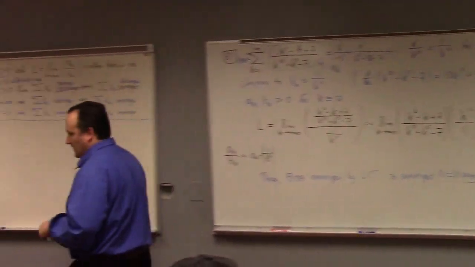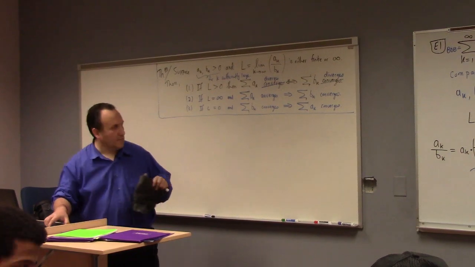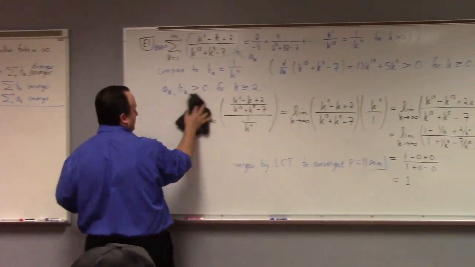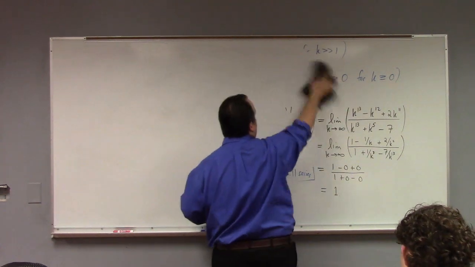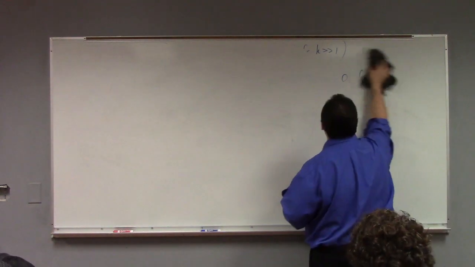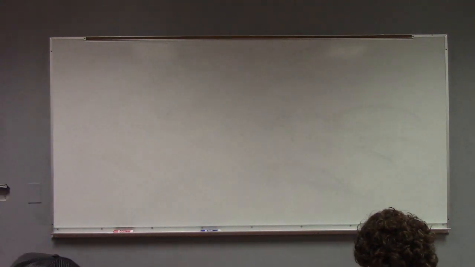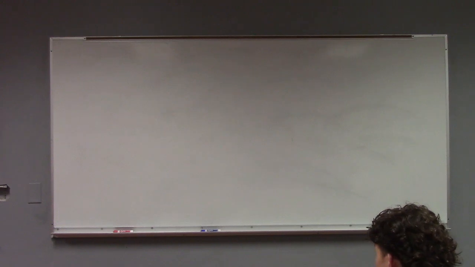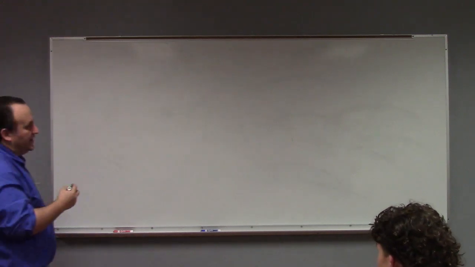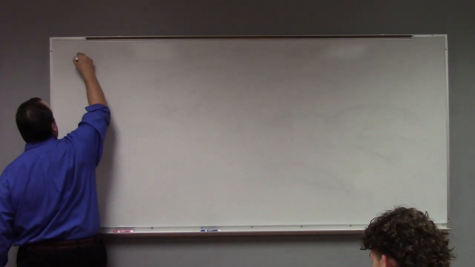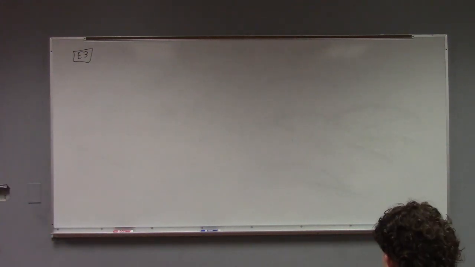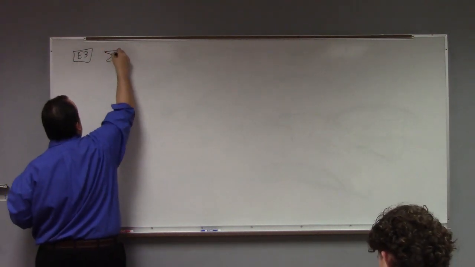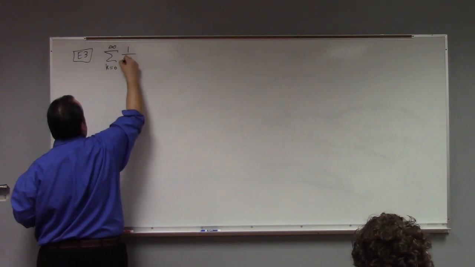All right, so up next, our next example here. So you have problems in your homework that have factorials, right? So let's work an example that involves factorial. Let's see here. So the next one I'm up against, I will do, let's see here, example 3. So I'll look at the sum k equals 0 to infinity of 1 over k factorial. Right.